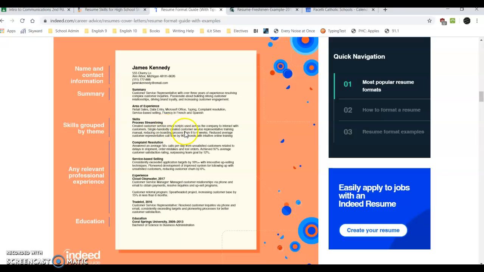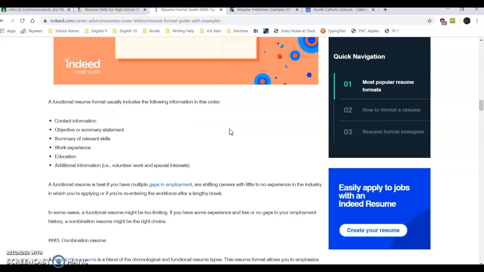The only thing I would change about this one is each of these things, like created customer service email scripts, created customer service representative training. I would bullet point those just so it's not a big chunk of paragraph. Bullet points are your friend.